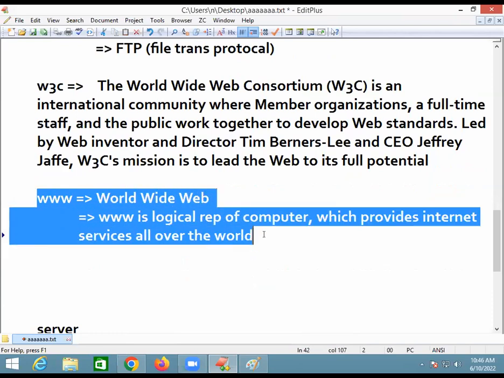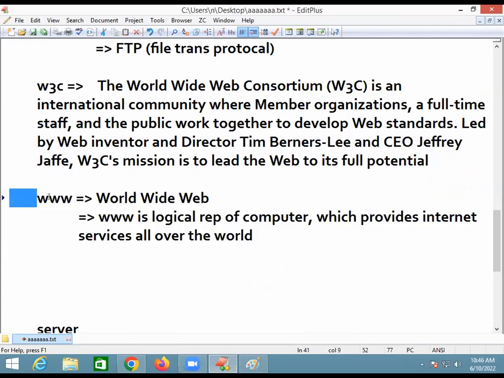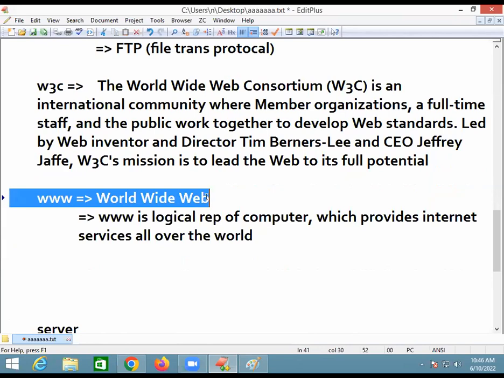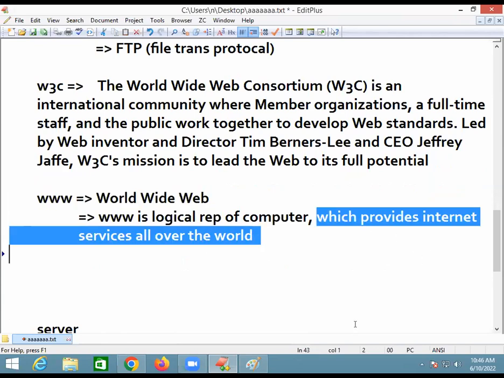So triple W, clear a point. Normally we are thinking World Wide Web, sir. 100% correct. What exactly is it representing, sir? It is representing the server. Who is the server, sir? The main service provider. Where is the location of this server, sir?